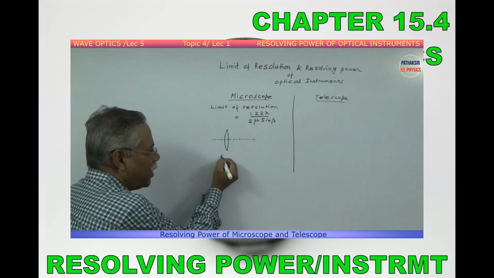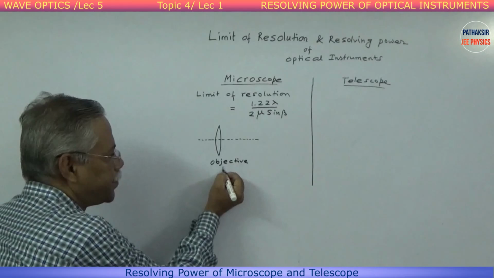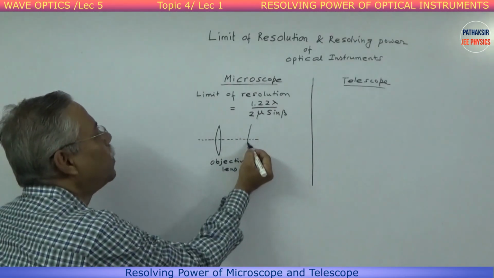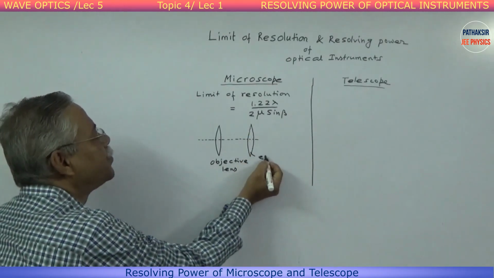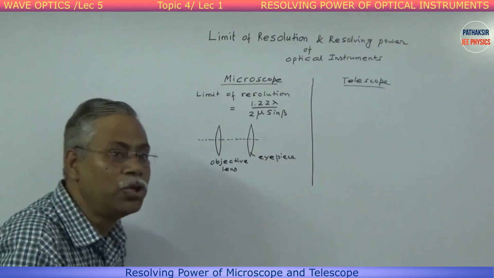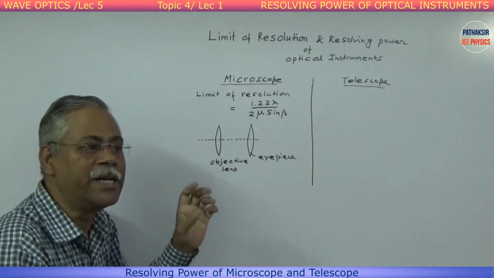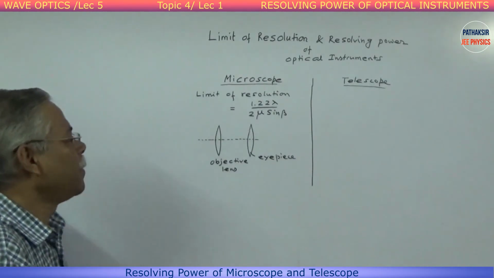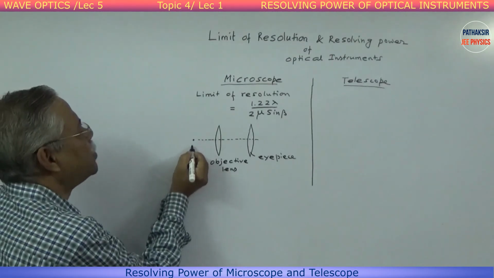This is the objective lens. I can show the eyepiece here also. But you should know that this equally holds for a simple microscope. In a simple microscope, how many lenses are there? Only one. So this is the objective lens and this is the object.